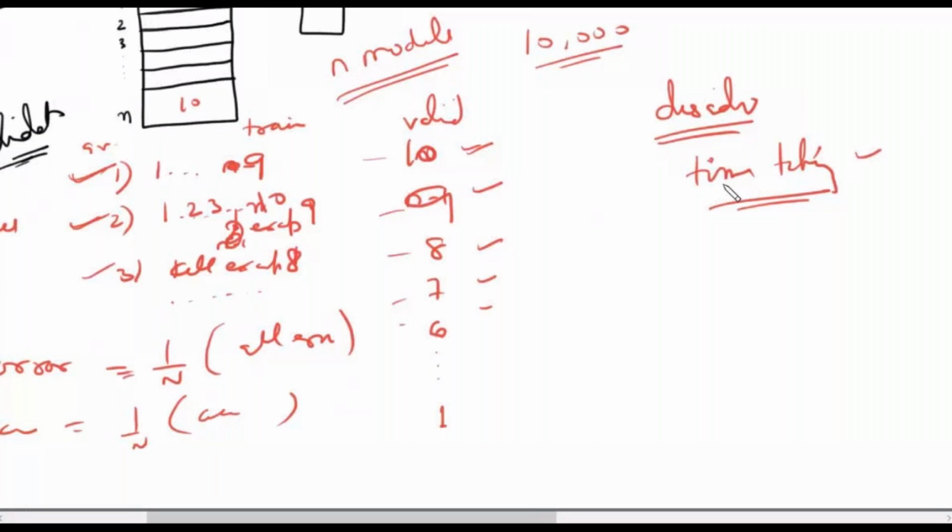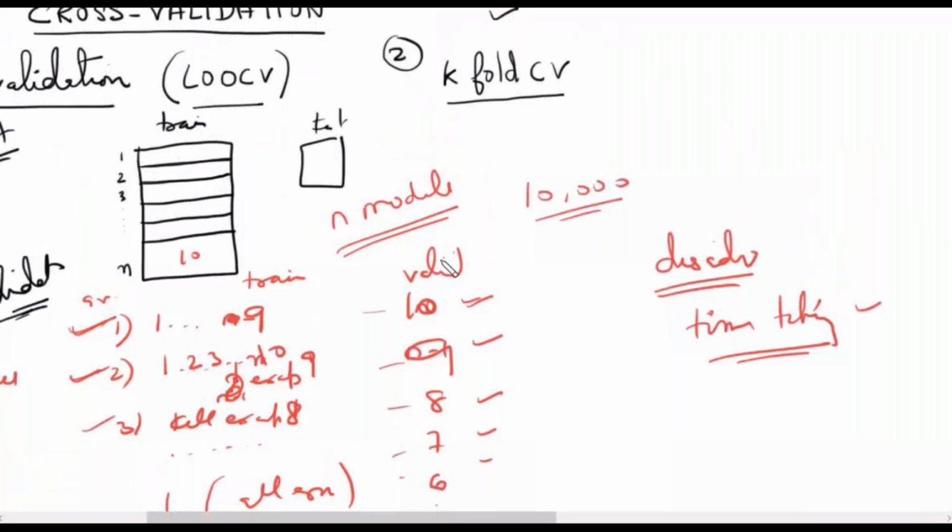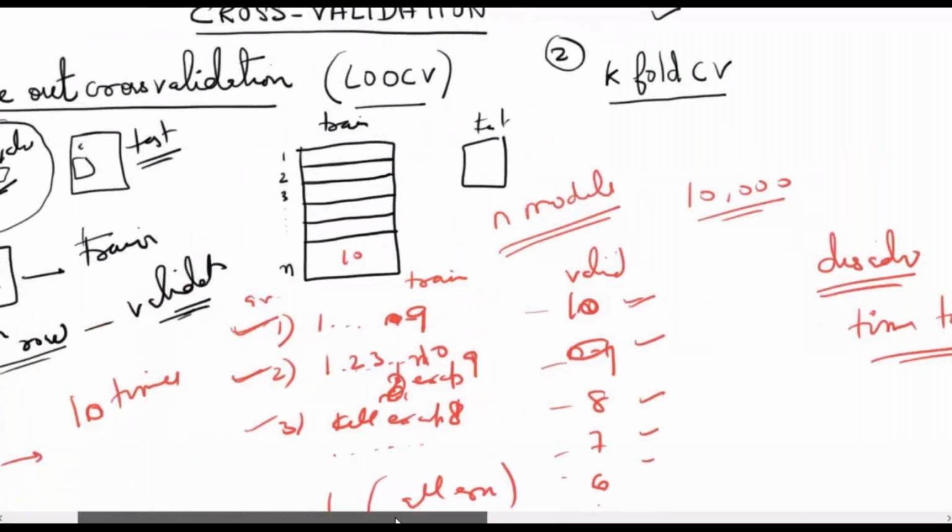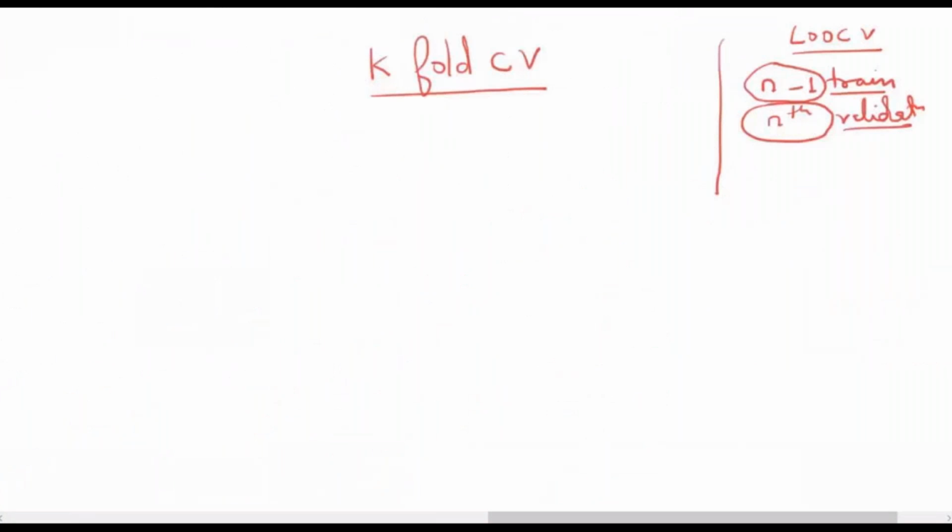So we will see the next method of cross validation, which is k-fold cross validation, which is very popularly used, and it removes all the disadvantages that we have talked about so far. Let's talk about k-fold cross validation. Quick recap: we have seen leave one out cross validation in a previous video and the disadvantage of it.